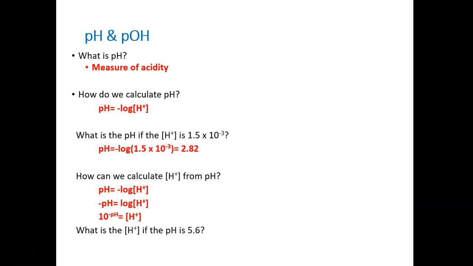So if the pH is 5.6, we can also calculate the hydrogen ion concentration. So we can take 10 to the negative pH, which is 10 to the negative 5.6, but we don't leave a number like that. So we would just put that into our calculator and we would get 2.51 times 10 to the negative 6th.